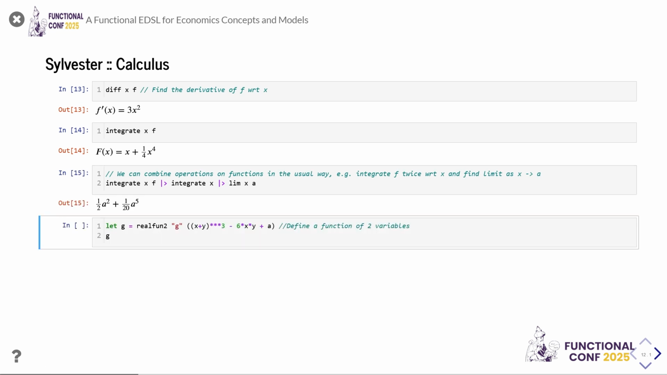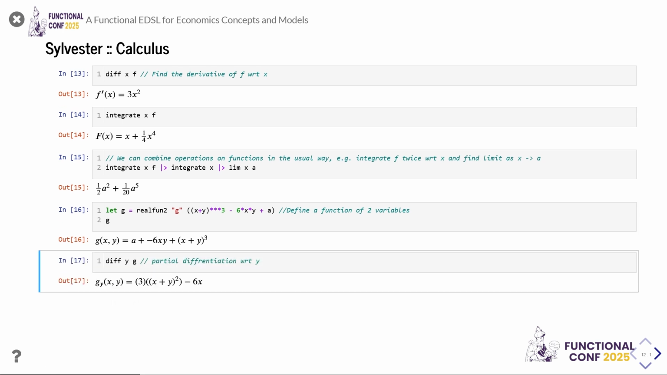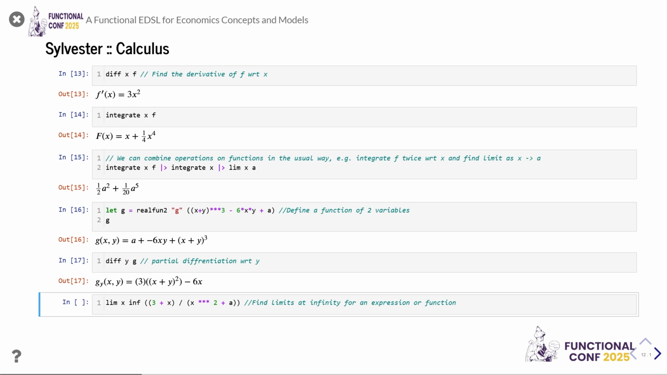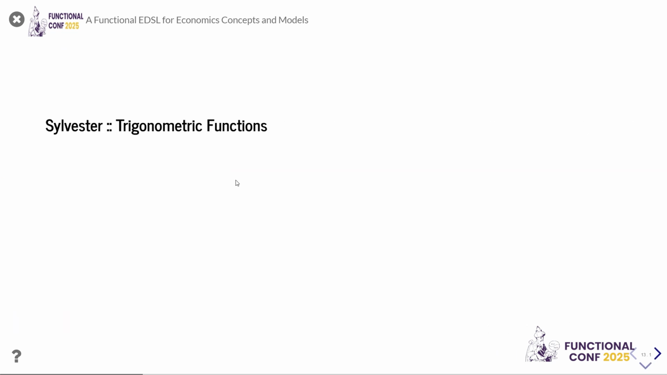Okay, and so here's a function of two variables. Basically, we define this much the same way as we define a function of one variable. And we can just differentiate this with respect to a variable. And we can also do things like find limits at infinity. So all these are really common calculus operations that students would have to use during their education that we can do in Sylvester.